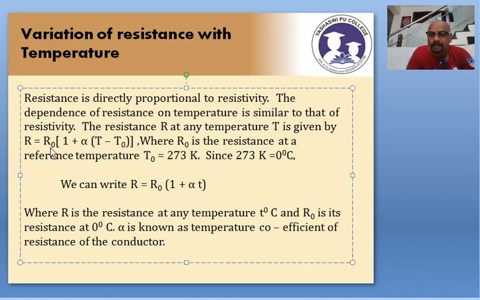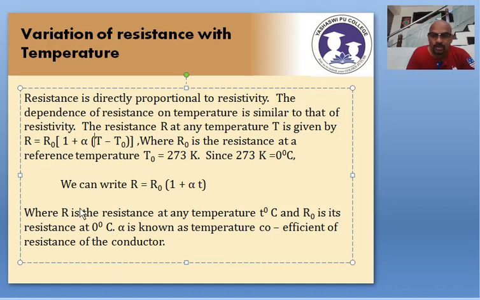And R naught represents the resistance when the temperature is T naught. T naught is 0 degree Celsius, that is 273 Kelvin. So according to this equation, the resistance of a conductor, the resistance of a metal, varies. R is equal to R naught into 1 plus alpha (T minus T naught). Here alpha is the temperature coefficient of resistance of the conductor.